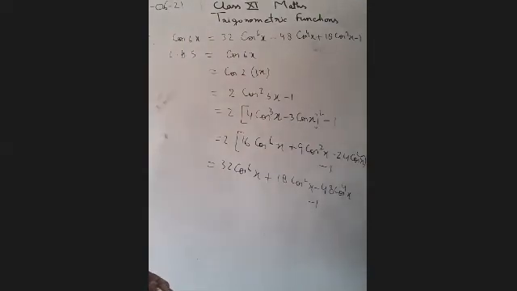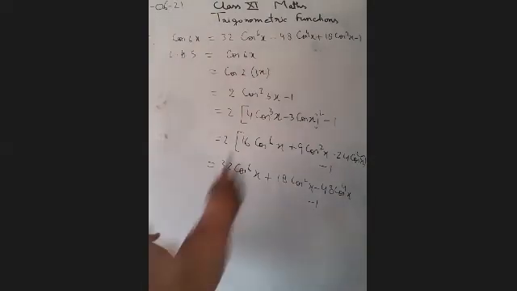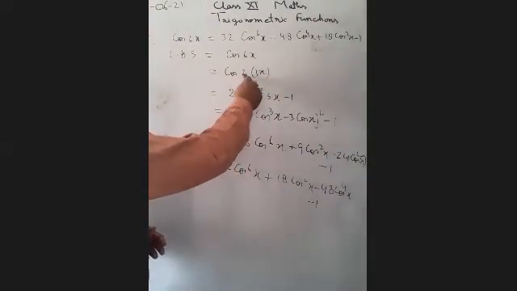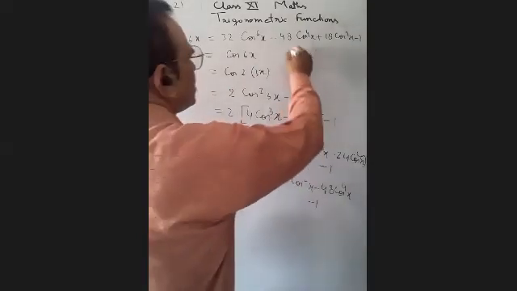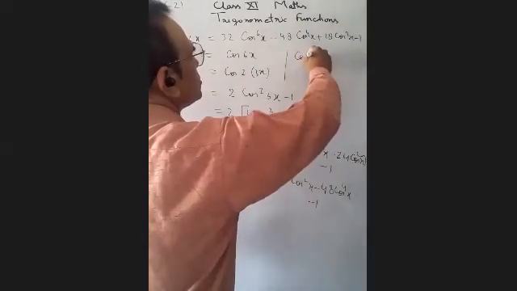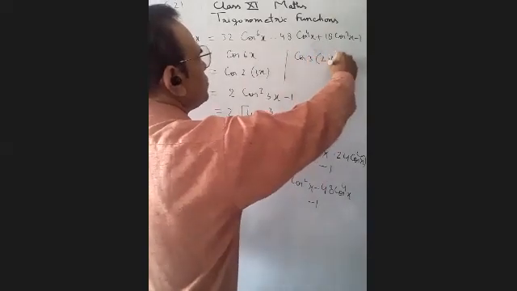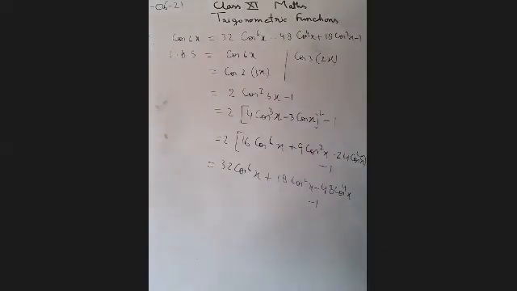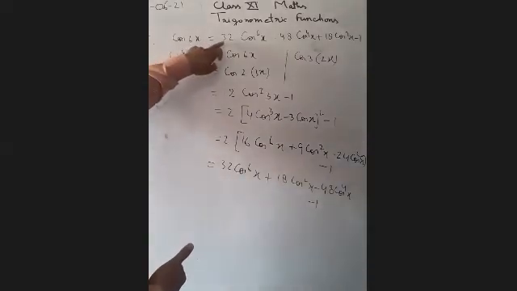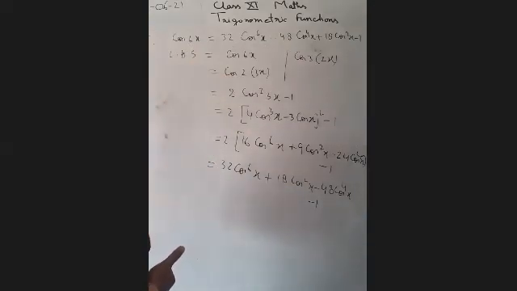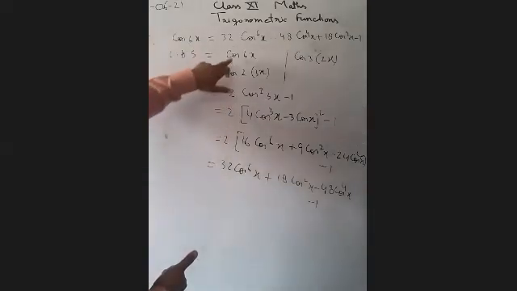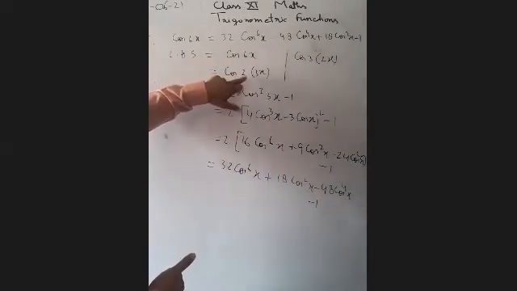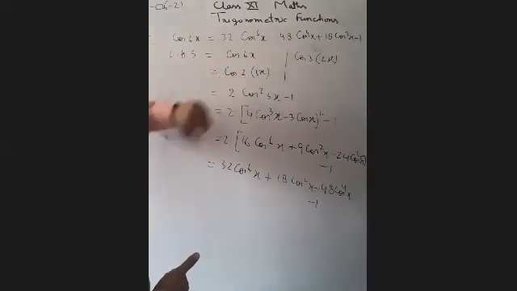We can also prove it by using the formula of cos 3x first. We can write cos 3 into 2x, first using the formula of cos 3x, then cos 2x. Just see again, for those who have joined just now. Cos 6x is equal to, we have to prove this one. This was the last question of the exercise. So cos 6x we have converted into cos 2 into 3x.